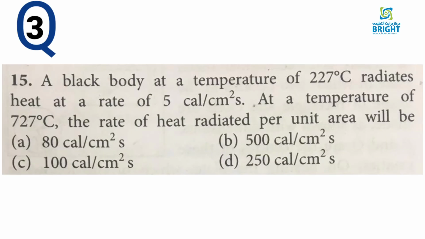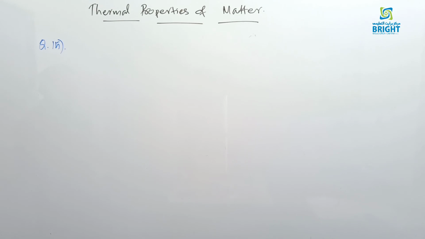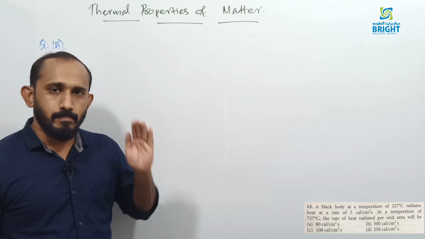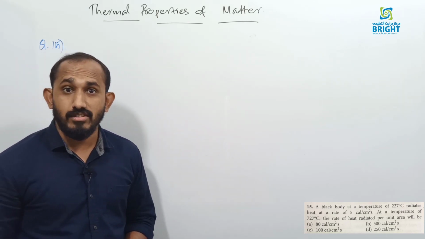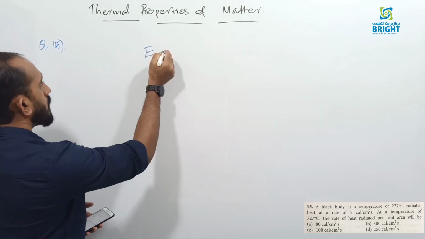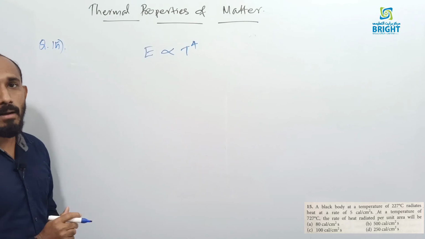So a question like this: a black body at a temperature of 227 degrees Celsius radiates heat at a rate of 5 calorie per centimeter square second. At a temperature of 727 degrees Celsius, the rate of heat radiated per unit area will be? That's the concept here. In this question, we have to compare two temperatures and the heat radiated per unit area per second. That means we have to use Stefan's law. Stefan's law, you know, says heat energy radiated per second per unit area is proportional to the 4th power of absolute temperature.